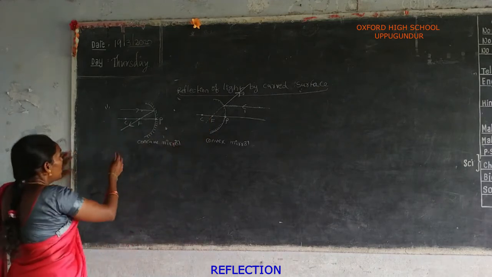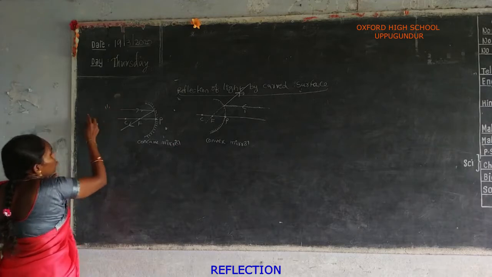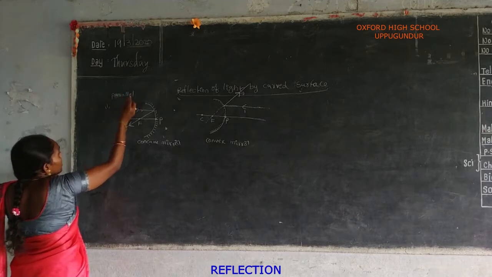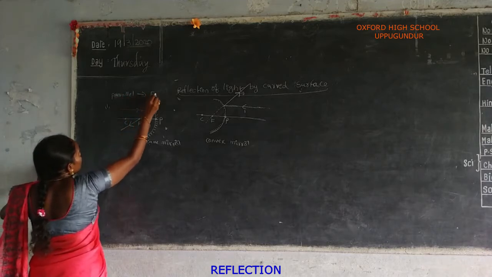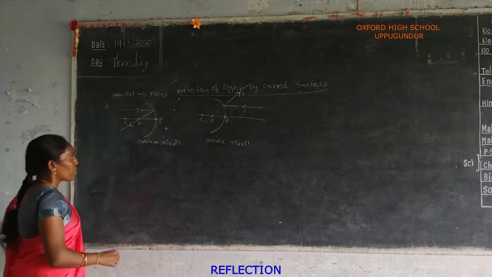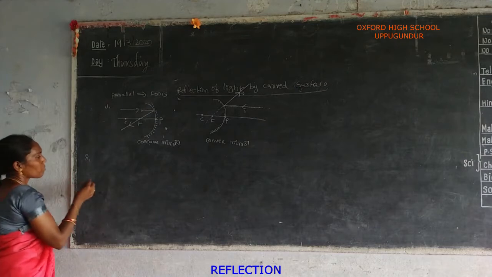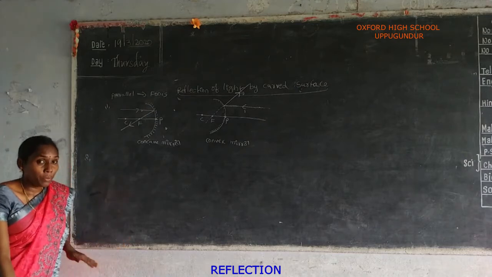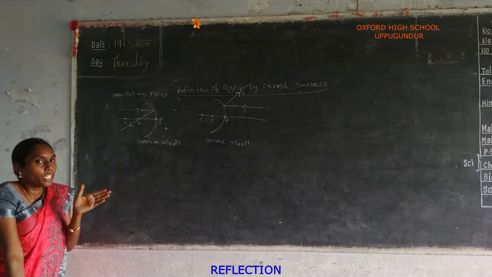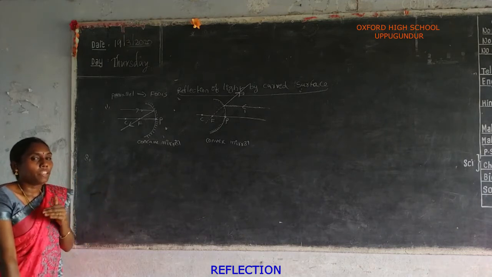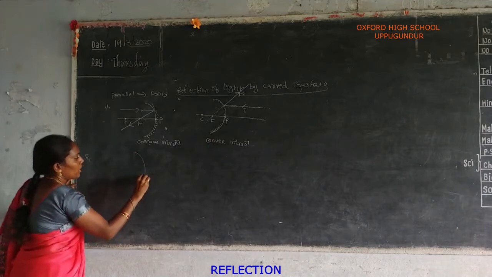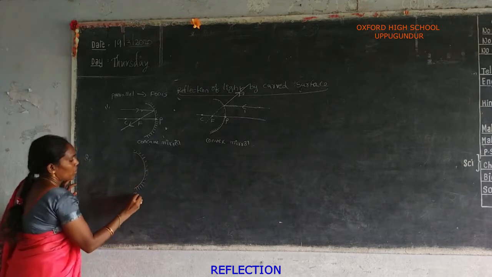Now here, rule number 1: parallel to the principal axis, after reflection passes through the focus. See rule number 2, any light ray that passes through the focus and is incident on the spherical mirror, after reflection, will be parallel to the principal axis. See here, this is a concave mirror.